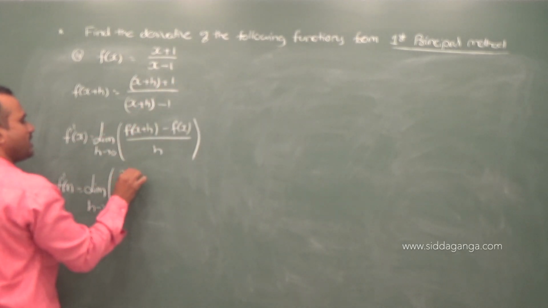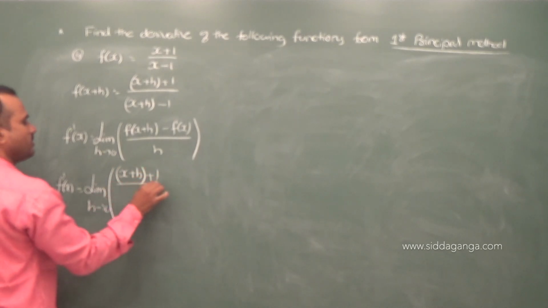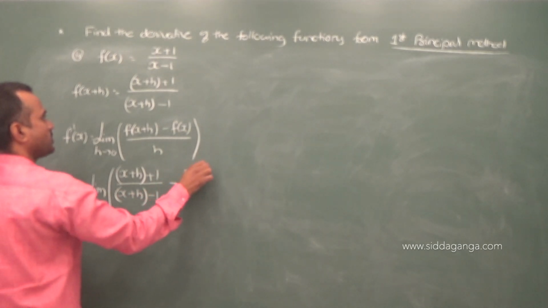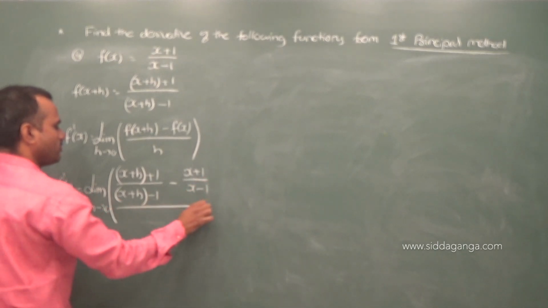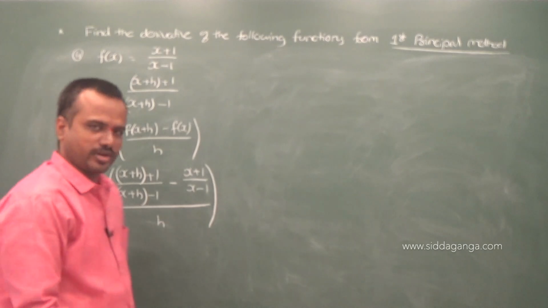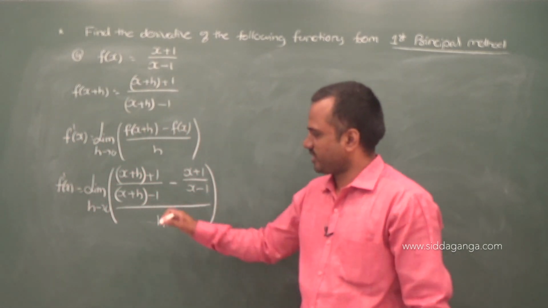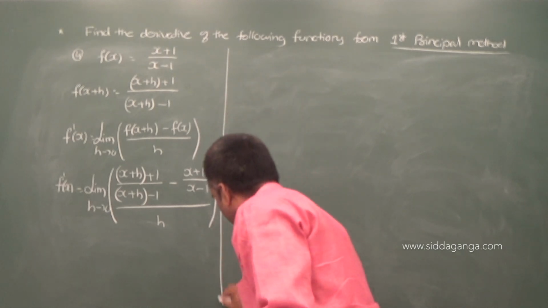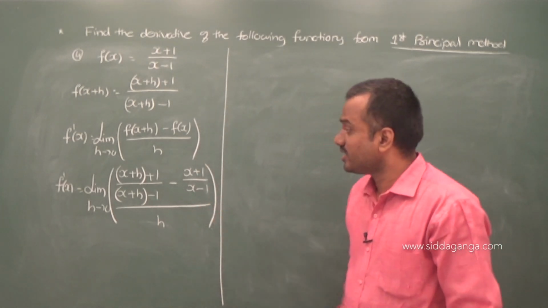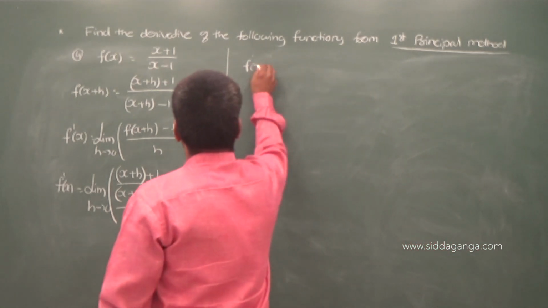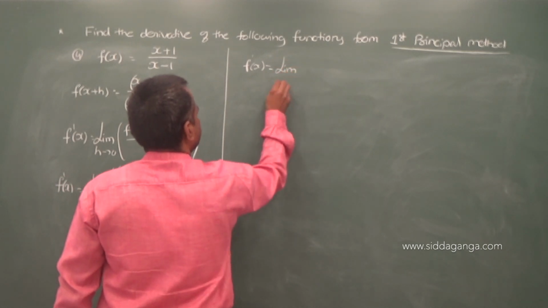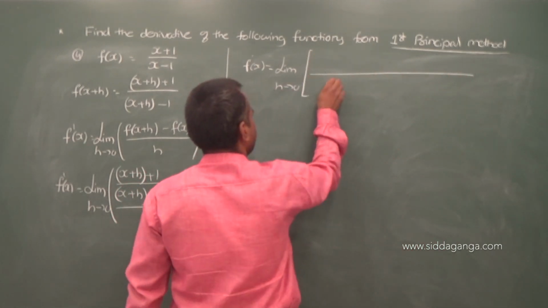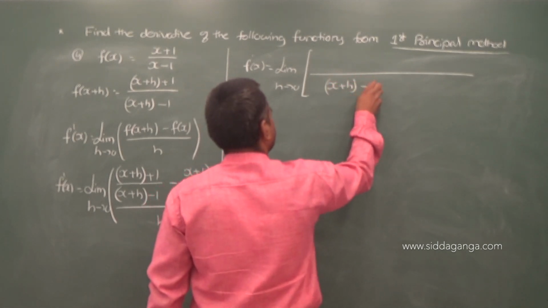Substitute the value. Limit h tends to 0, (x plus h plus 1) divided by (x plus h minus 1) minus (x plus 1) divided by (x minus 1), whole divided by h. Okay. What we do? We take the LCM.